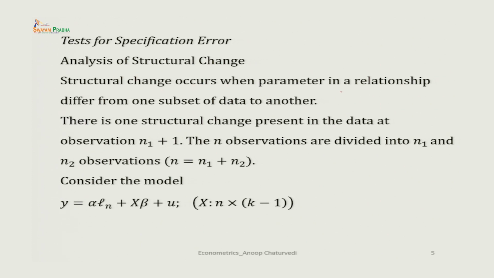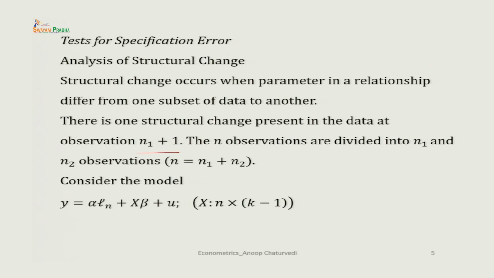So, structural change occurs when parameters in a relationship differ from one subset of data to another. We assume that there is just one structural change present in the data at observation n1 plus 1. In all, you have n observations and you have observed one structural change, or you suspect one structural change, at time point or at observation n1 plus 1. So far we have considered just one structural change here, but there might be more than one structural change also. Then we are considering the structural change at a known time point or at a known observation, or you can say an abrupt structural break at a known observation, say n1 plus 1.